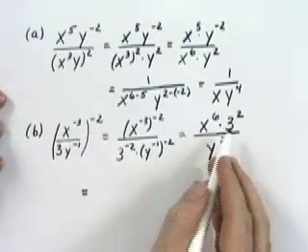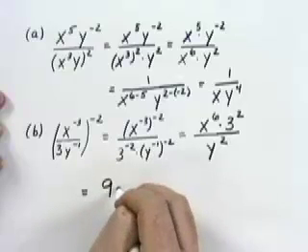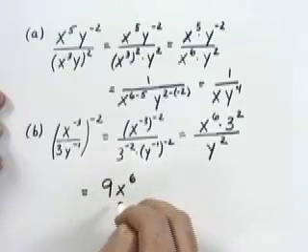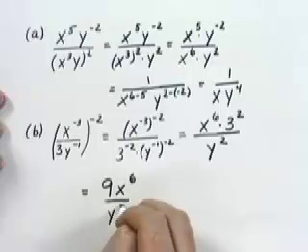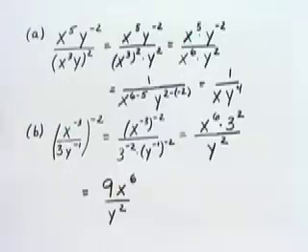So the one final step is to simplify 3 squared, which of course is 9, x to the sixth over y squared. So I guess the moral of the story here is it's not a bad idea to put some forethought into the steps you're going to follow before just jumping right into the application of the formulas.